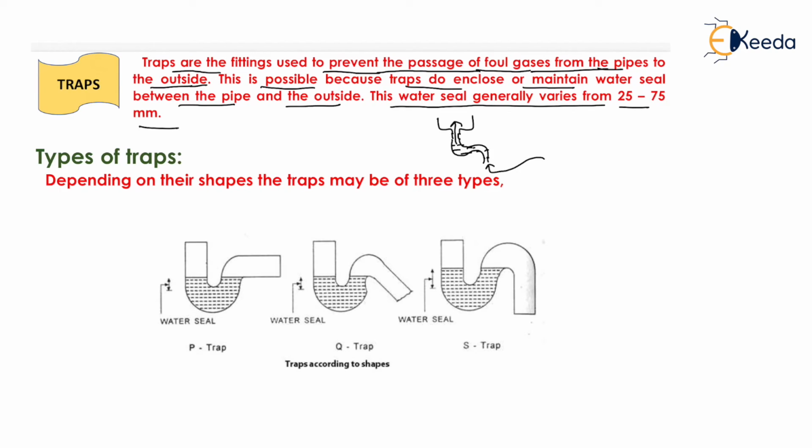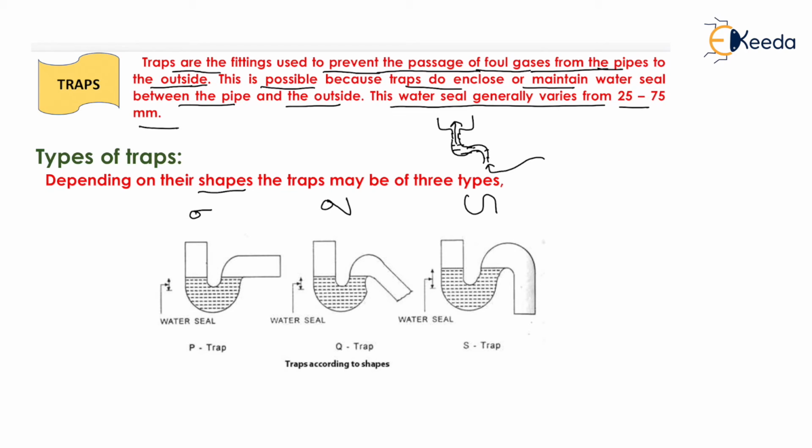Okay, now depending on their shapes, traps are generally classified into three types: P trap, Q trap, and S trap. It will be like a P shape, so it will be known as P trap, and it will be like this Q shape, that's why it is known as Q trap, and it will be like this S shape, so it will be known as S trap.